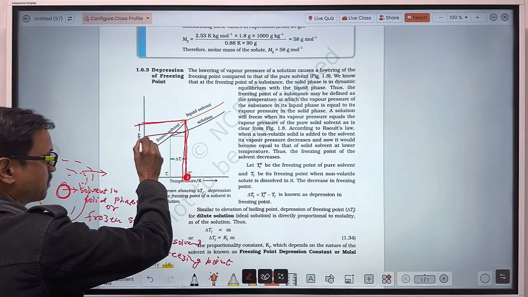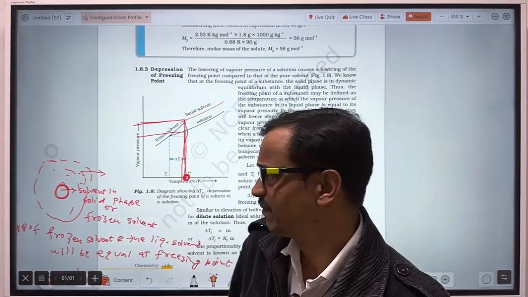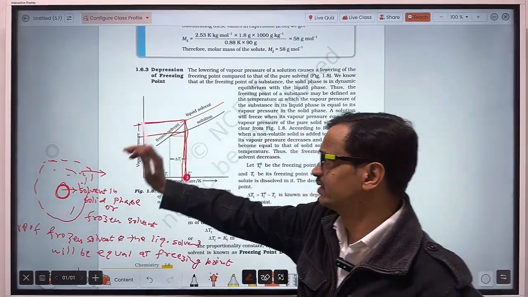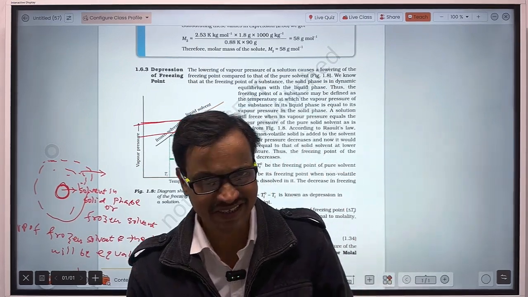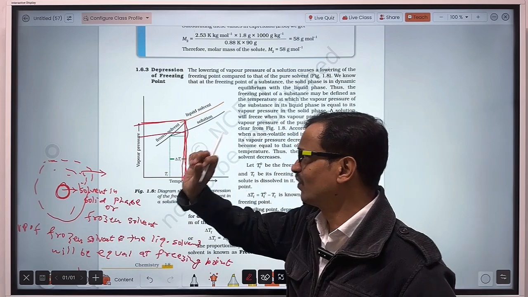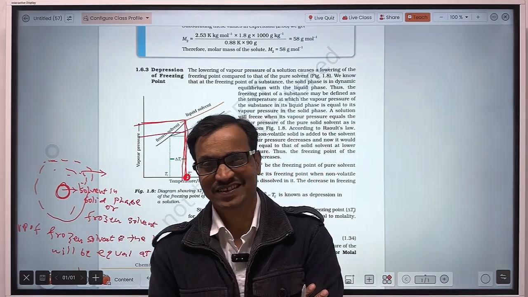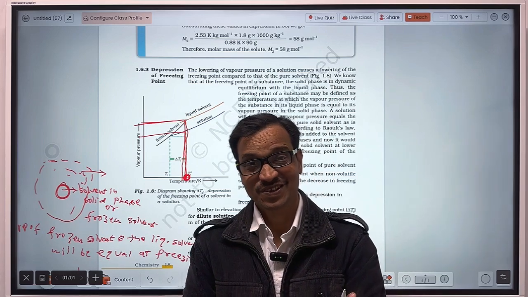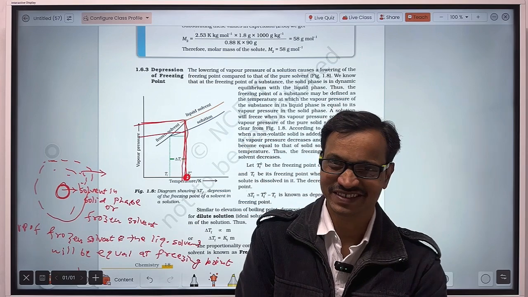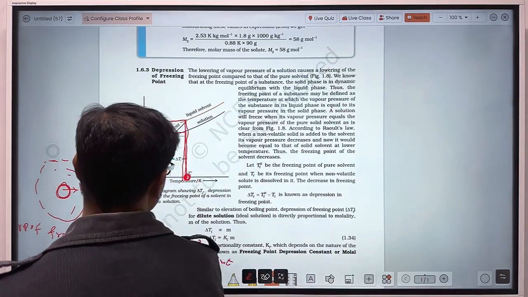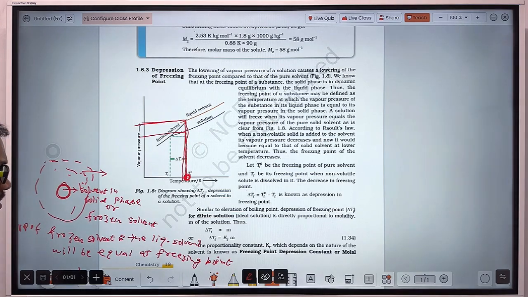But the vapor pressure of the solution is this much. That means at that temperature, the vapor pressure of the liquid solvent is equal to that of the frozen solvent, but the vapor pressure of the solution is not equal to that of the frozen solvent. It is lower than the vapor pressure of the frozen solvent. So this temperature is not the freezing point of the solution.